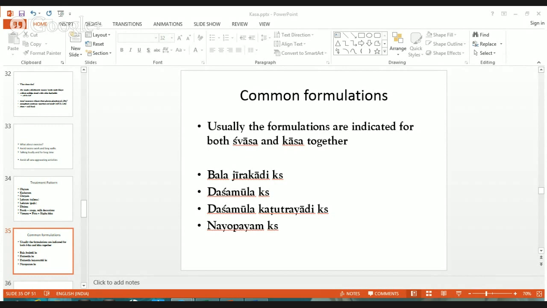The first formulation we are looking at is Guluchadi Ghritam, which is ghee made out of Guluchadi Gana. The Guluchadi Gana is described in Ashtanga Hridayam: Guluchi, Padmakarishta, Dhanyakam, Rakta Chandanam. These are 5 different ingredients present in Guluchadi Gana, and this is a Tridosha balancing combination.